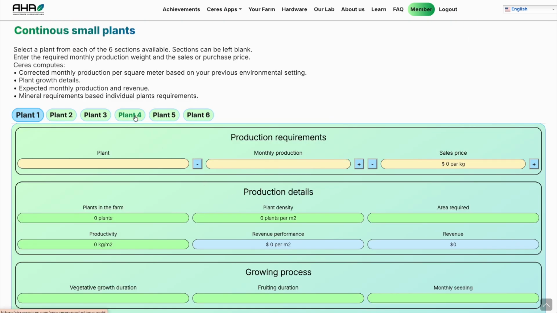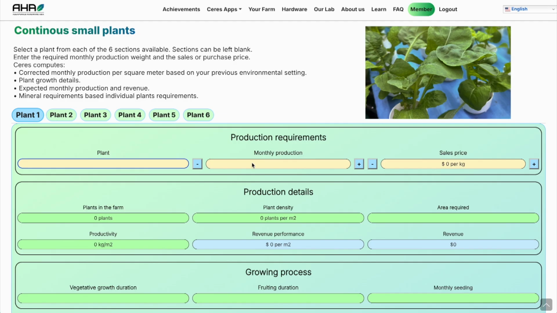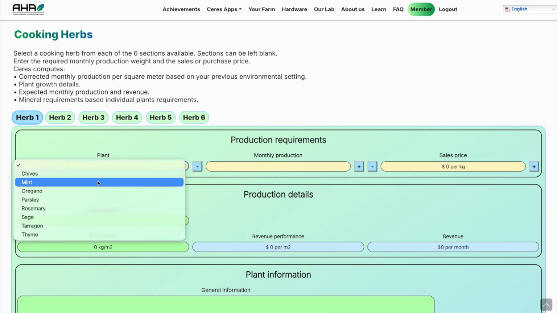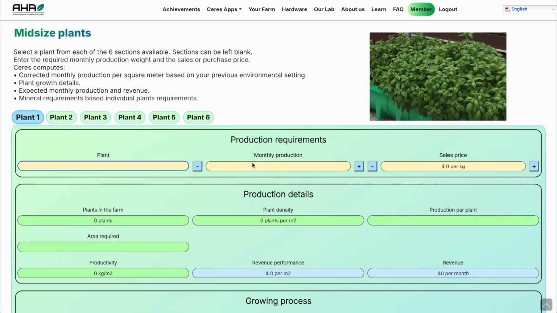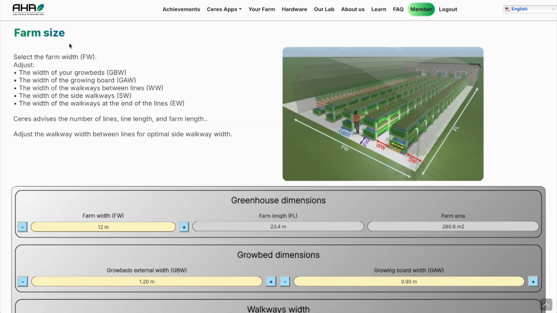Now that our small plants in batches are done, we focus on small plants grown continuously. We will grow 20 kilograms of rocket arugula per month. Let's continue with our cooking herbs, mid-sized plants, and tall plants. Now that we have entered our desired crops, let's design our farm.